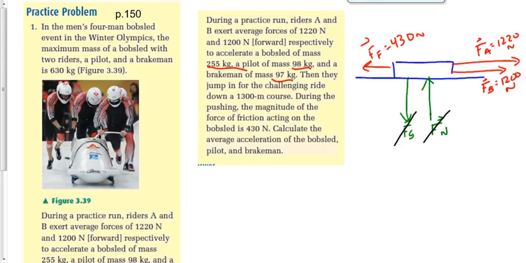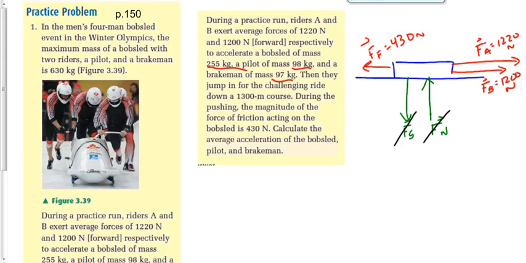The question says, during the pushing, the force of friction is 430. What's the average acceleration of the bobsled, pilot, and brakeman? There's 2 guys pushing. Why do we not include their mass? Because they're not in the bobsled yet. They're doing the pushing. Like in that example that I gave you before, the tow truck was doing the pulling. Did we pay any attention in that question that we did before about the mass of the tow truck? We don't care what does the pushing or pulling. We don't care how heavy it is. We care about the mass of what's being pushed or pulled.